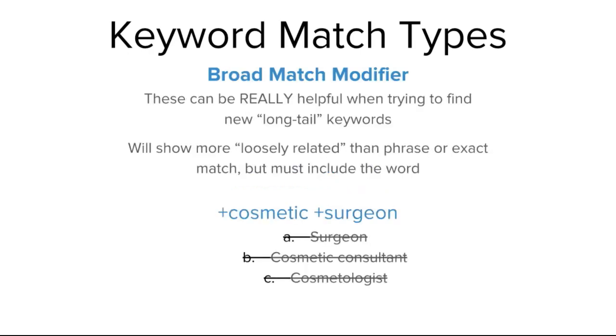The next type is what's called a broad match modifier. Now this one I like a lot better, and these can be really, really helpful when you're trying to discover new long tail keywords that are going to hopefully be really profitable for you. So let me just show you here some of these terms. They can still be loosely related, but you're basically telling Google in this case with your little modifier, which is the plus sign that you see in front of those two words, cosmetic and surgeon, that you basically have to include that exact word. So it's a little bit different than broad match.